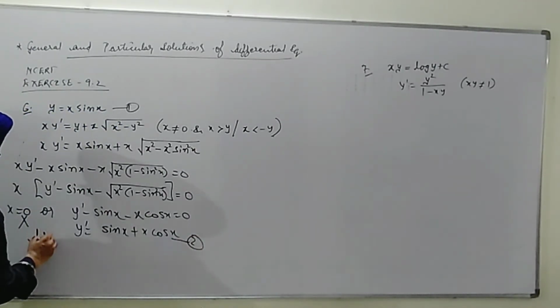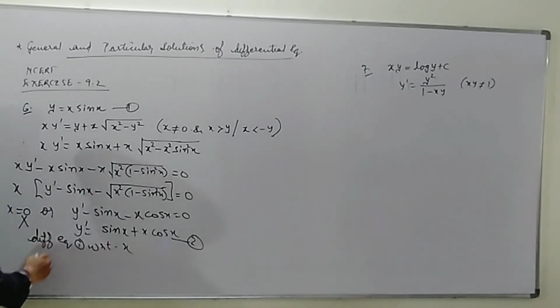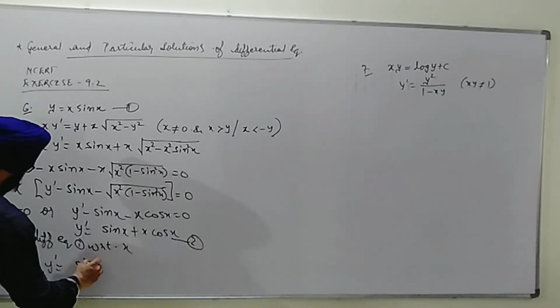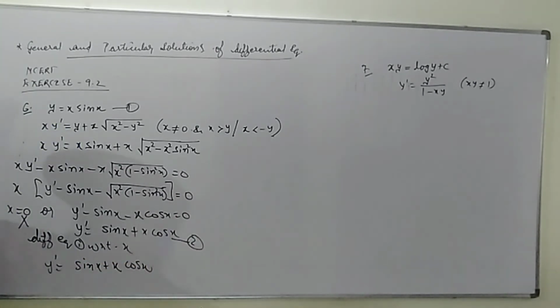Now, differentiating equation 1 with respect to x, we find y dash by product rule: x becomes 1, so we have sin x. Then x as it is, derivative of sin x is cos x. Now you can check we are getting the same differential equation from the differentiation of 1. That's why this equation 1 is a solution to the given differential equation. I hope you get it. It is a completely different equation from the previous ones.